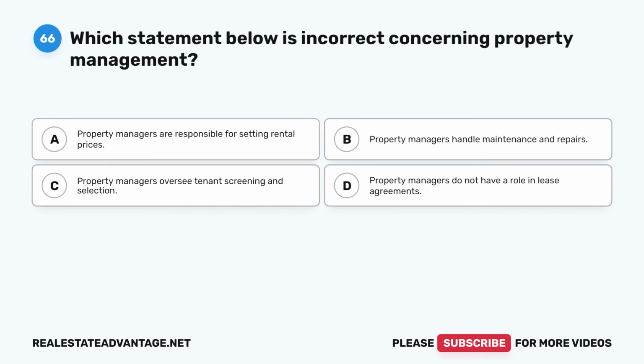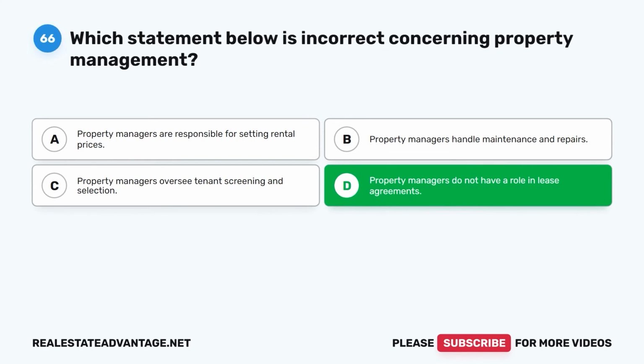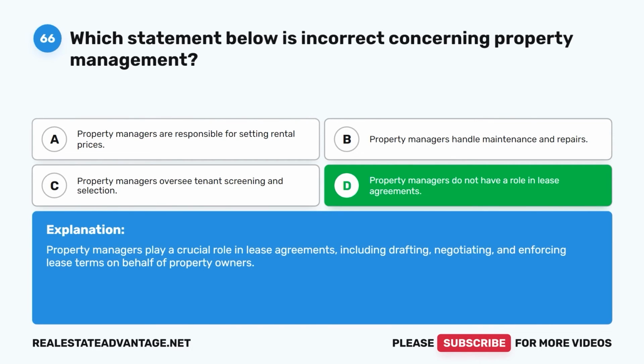$3,504.63. Question 66. Which statement below is incorrect concerning property management? A. Property managers are responsible for setting rental prices. B. Property managers handle maintenance and repairs. C. Property managers oversee tenant screening and selection. D. Property managers do not have a role in lease agreements. The correct answer is D. Property managers do not have a role in lease agreements. Property managers play a crucial role in lease agreements, including drafting, negotiating, and enforcing lease terms on behalf of property owners.